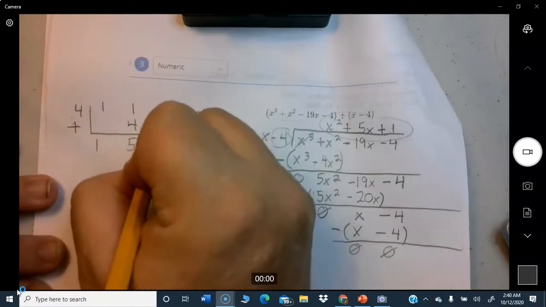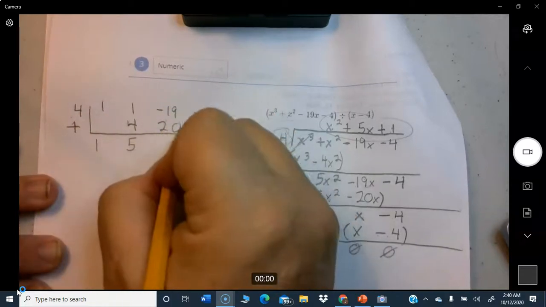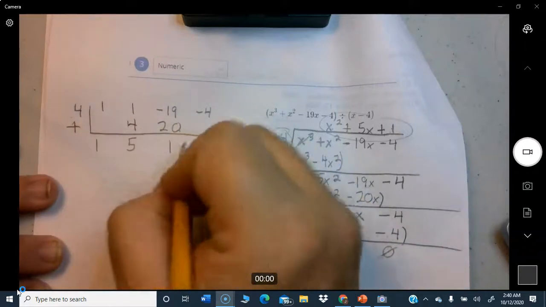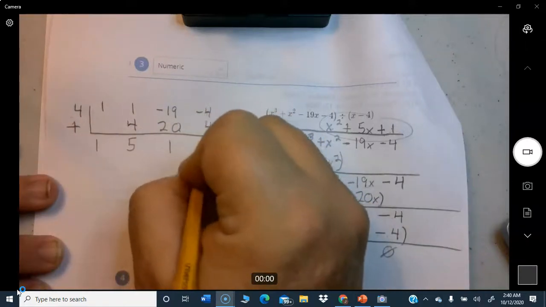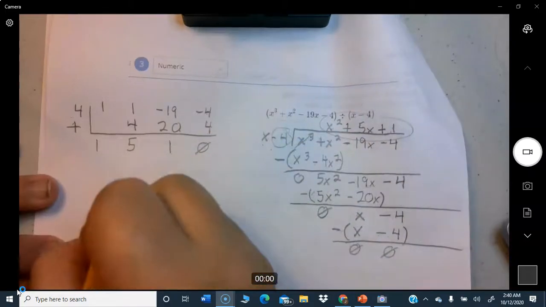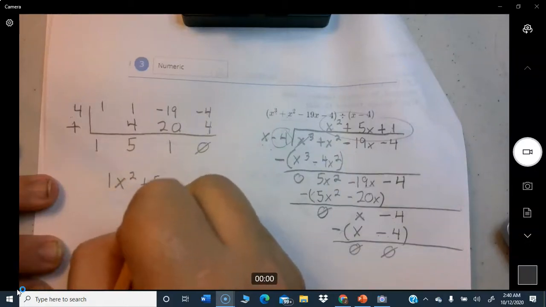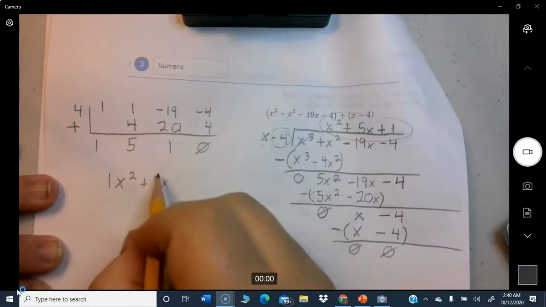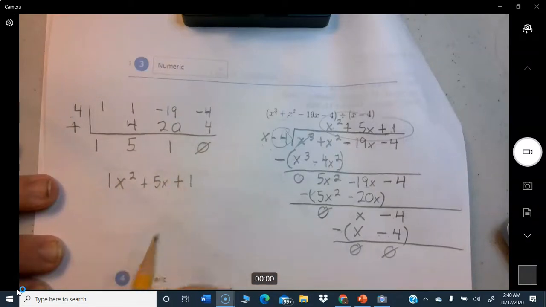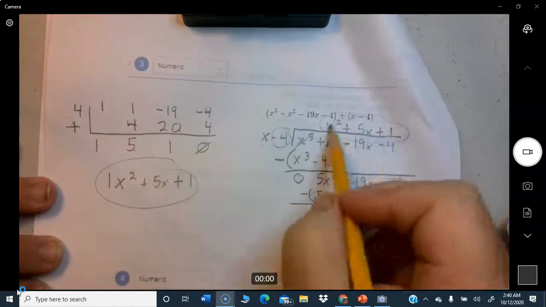4 times 5 is 20. Add those together. It's easier to think of 20 minus 19 is 1. 4 times 1 is 4. Negative 4 plus 4 is 0. Okay, it's an x to the third, so the first term on our answer is going to be x squared. There's the 1 plus 5x. Next term, you subtract 1 from the exponent. There's the 5 plus, there's no more x, it's 1. So there's your answer, and it matches with your answer up there.